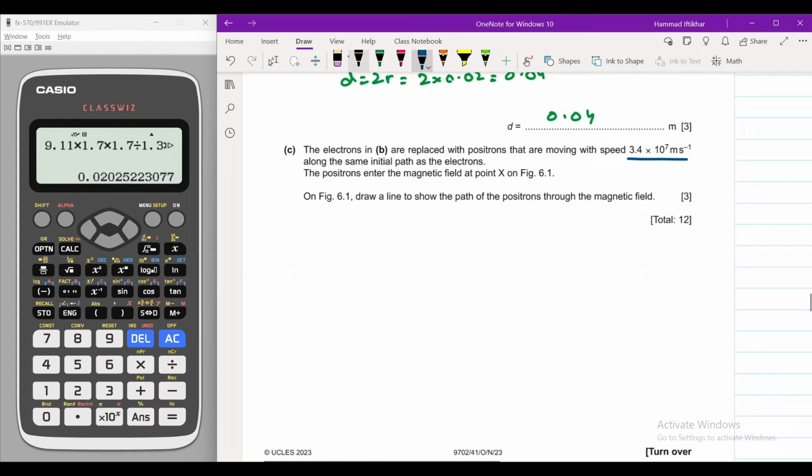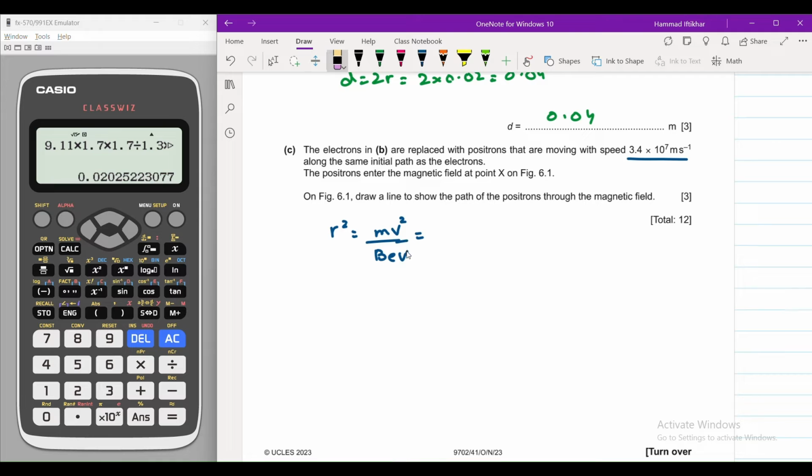Okay, so they have given us the speed of the positron, so we can find out the radius of curvature over here. The positrons have the same magnitude of charge, but their velocities are different, right? So let's find out. For r squared, we figured out that that was equal to mv squared over BEV.